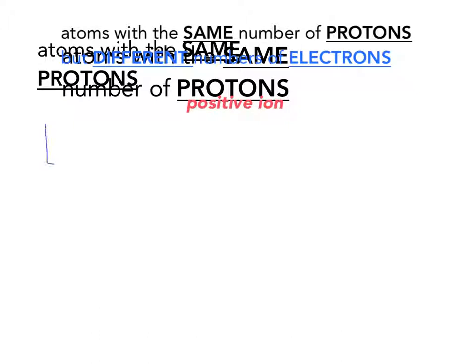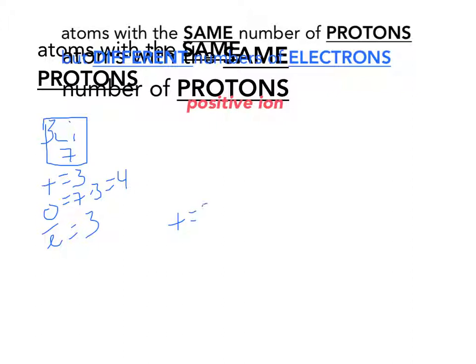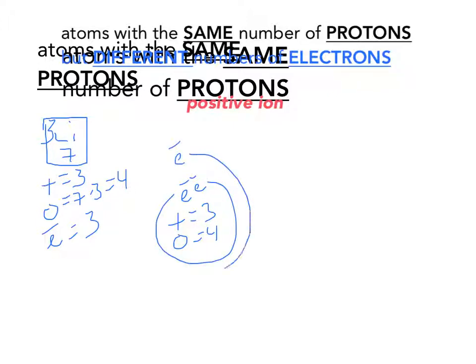Lithium on the periodic table has a 3 for the atomic number, Li for the symbol, and then a 7 for the rounded atomic mass. That means we have 3 protons. We have 7 minus 3 for 4 neutrons. And then finally we have 3 electrons. So if we were to draw lithium, we have plus 3, 0 4, 2 in the first shell, and then 1 in the second shell.